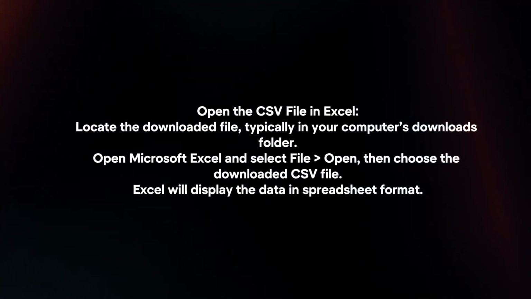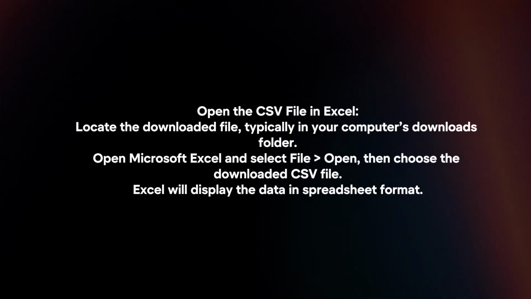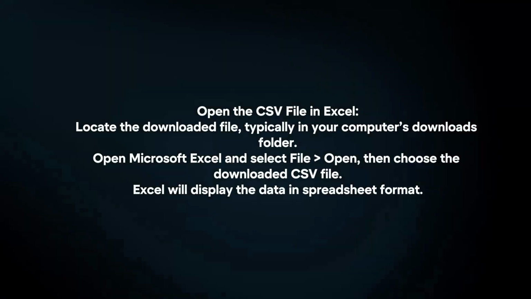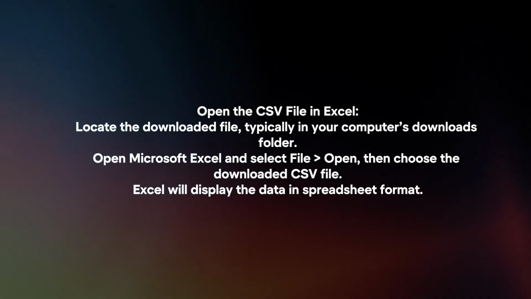Open the CSV file in Excel. Locate the downloaded file, typically in your computer's Downloads folder. Open Microsoft Excel and select File, Open, then choose the downloaded CSV file. Excel will display the data in spreadsheet format.